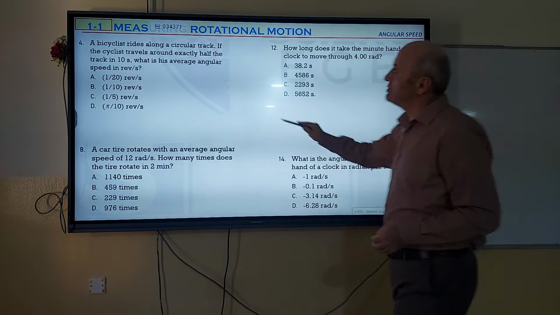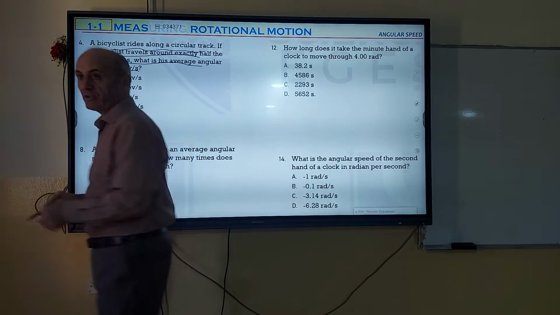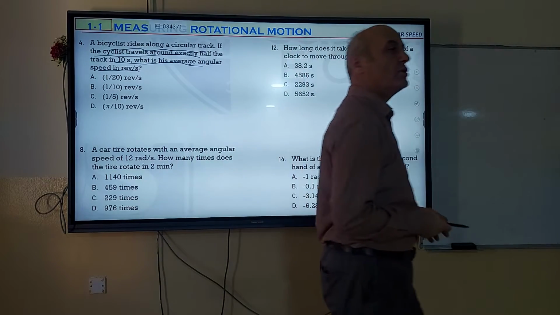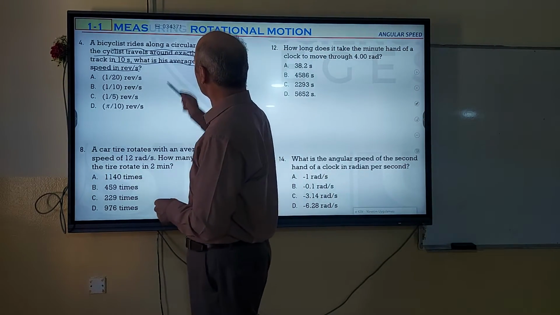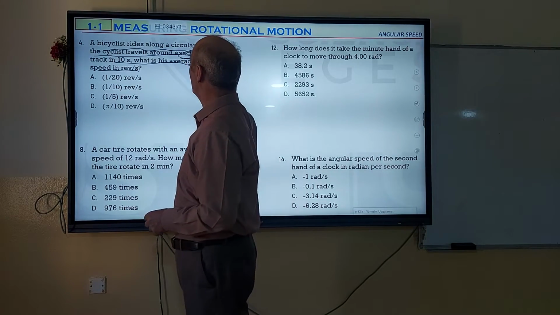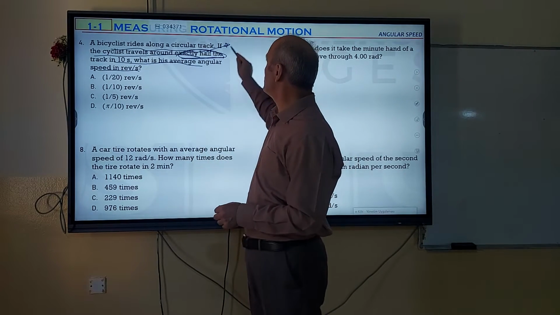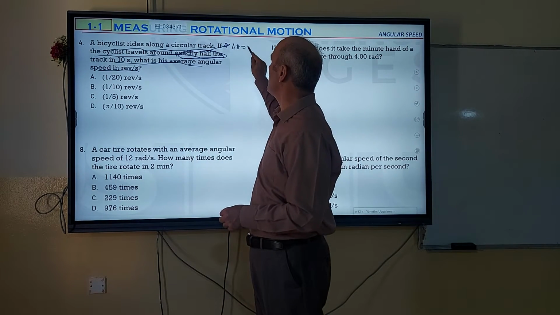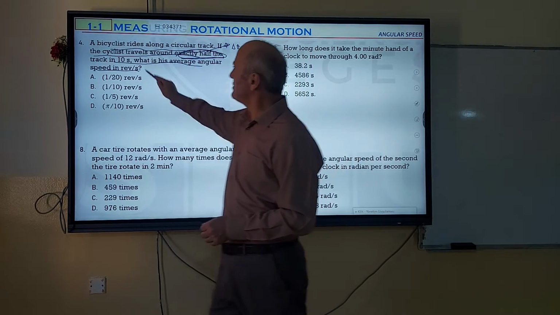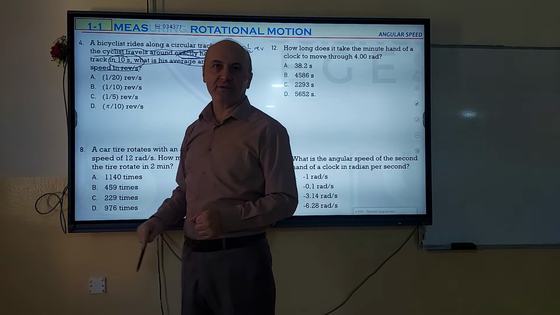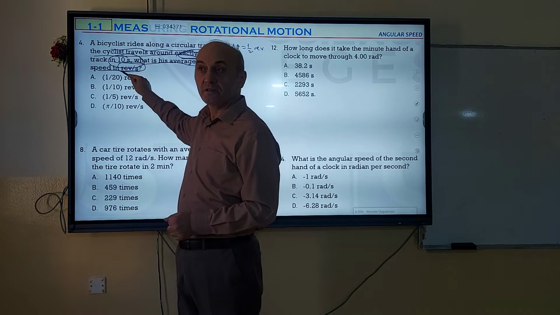And this question is one of the popular questions in ministry. If a cyclist rides along a circular track, if the cyclist travels around exactly half the track, half the track means half revolution. It's talking about angular displacement, 1/2 revolution. This happens in 10 seconds. So what is the average angular speed in revolution per second?